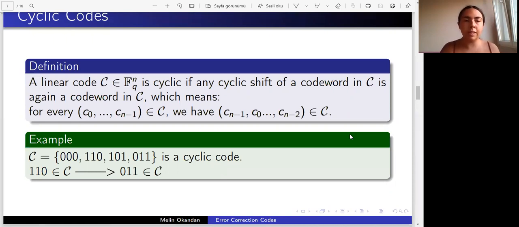For example, let C equal {000, 110, 101, 011}. Let's take an element here, 110. If we apply a cyclic shift to this element, we obtain 011. But you can observe that if you look at each element of C and apply the cyclic shift, you would again remain in C, which makes this code cyclic.